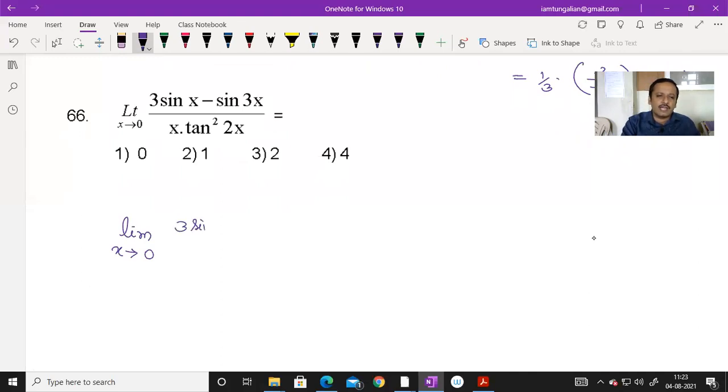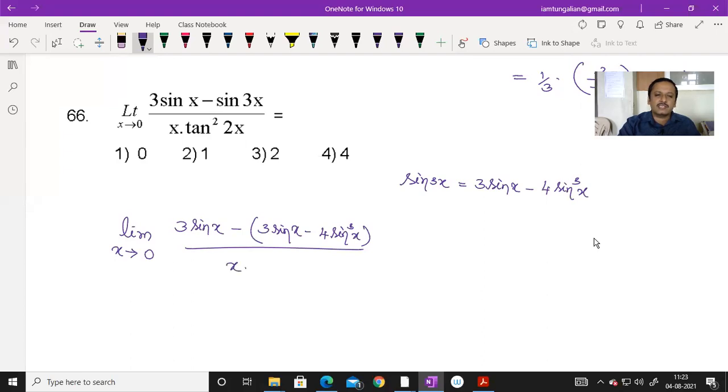So instead of that, I'll use the formula for sine 3x. You know the formula. Do you? I think you know. Okay. Those who do not know, please note down. Sine 3x is equal to 3 sine x minus 4 sine cube x. This is the formula we have. Substitute: 3 sine x minus 4 sine cube x divided by x into tan square 2x is there now.